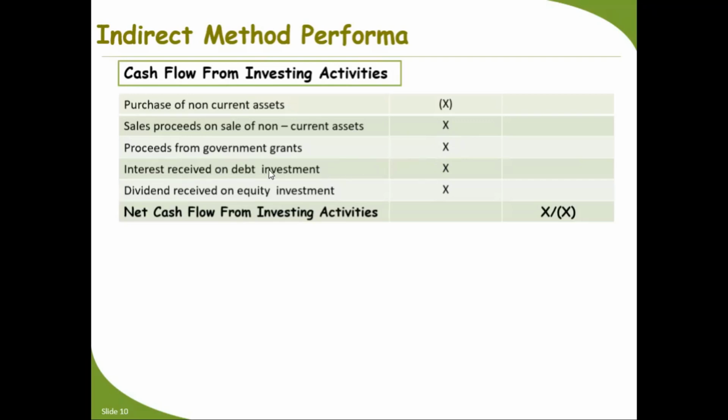Then interest received on debt investment. This is your interest income against that, what you actually received. You have subtracted your income over there. And then dividend received on equity investment will be added back. And after that, net result would be net cash flow from investing activities.